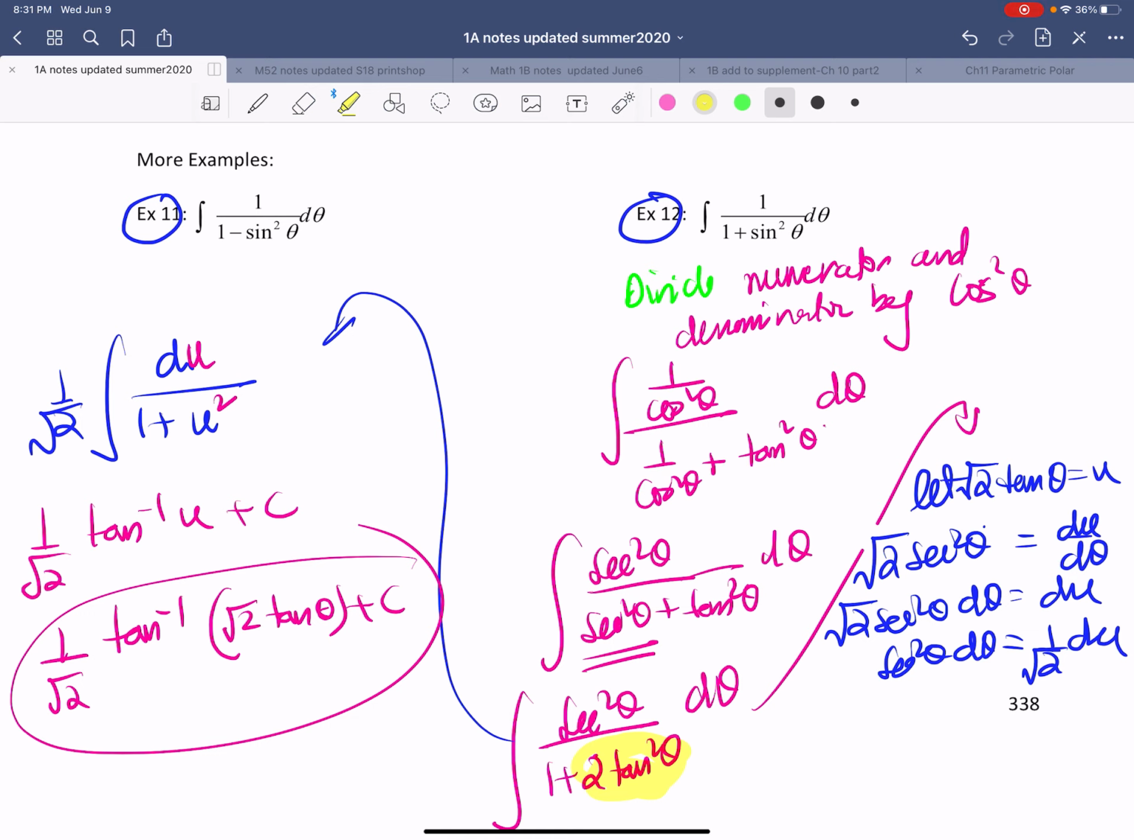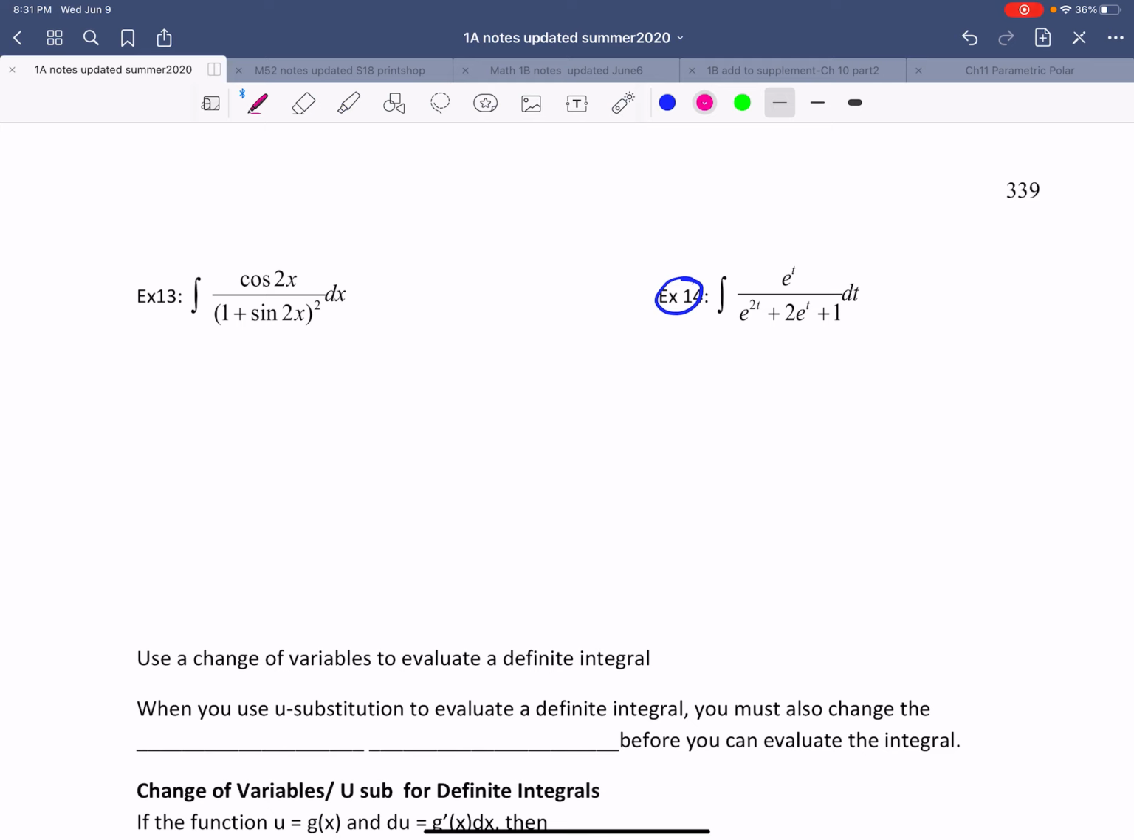See another example. We have e to the power t over e to the power 2t plus 2 e to the power t plus 1. This one again, if you call the whole denominator u, it's not going to take us anywhere. It's going to be tricky. But if you look carefully, there is something special about the denominator. Denominator is a perfect square trinomial. If I square e to the power t plus 1, everything squared, if I open this binomial, I would be getting e to the power 2t plus 2 e to the power t plus 1.